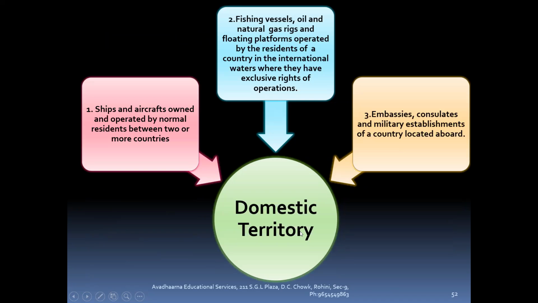So, domestic territory includes, in addition to the political frontiers, the area inside the boundaries of the country. Apart from this, domestic territory includes ships and aircraft owned and operated by normal residents between two or more countries, fishing vessels, oil and natural gas rigs, and floating platforms operated by the residents of the country in international waters where they have exclusive rights of operation, and embassies, consulates, and military establishments of a country located abroad.